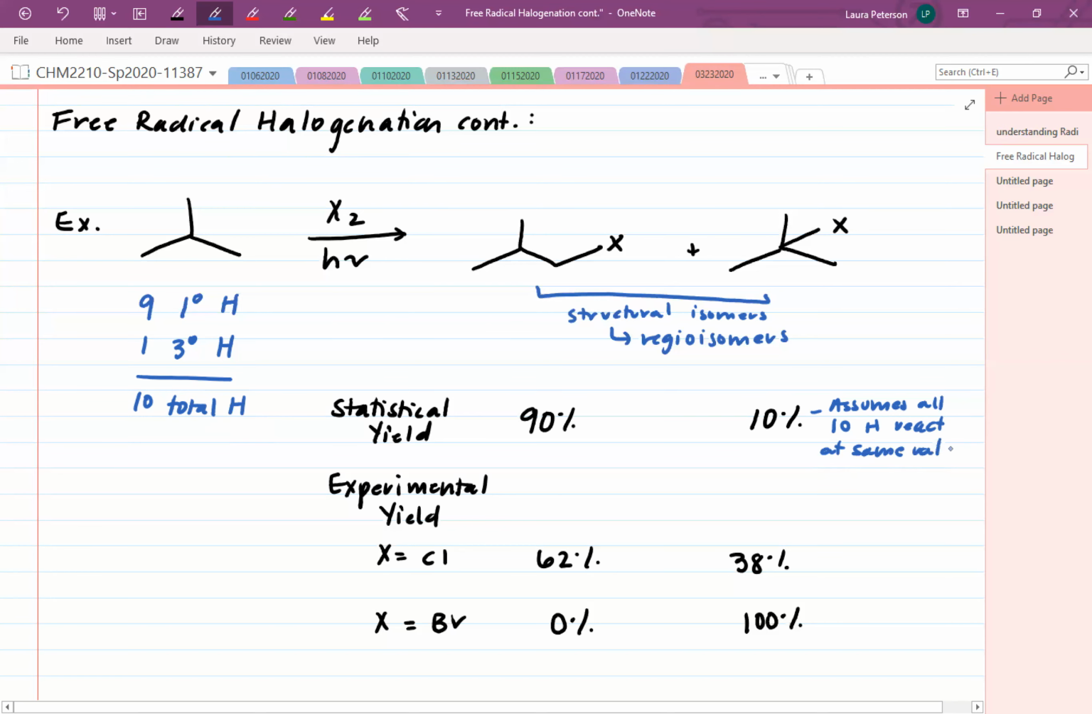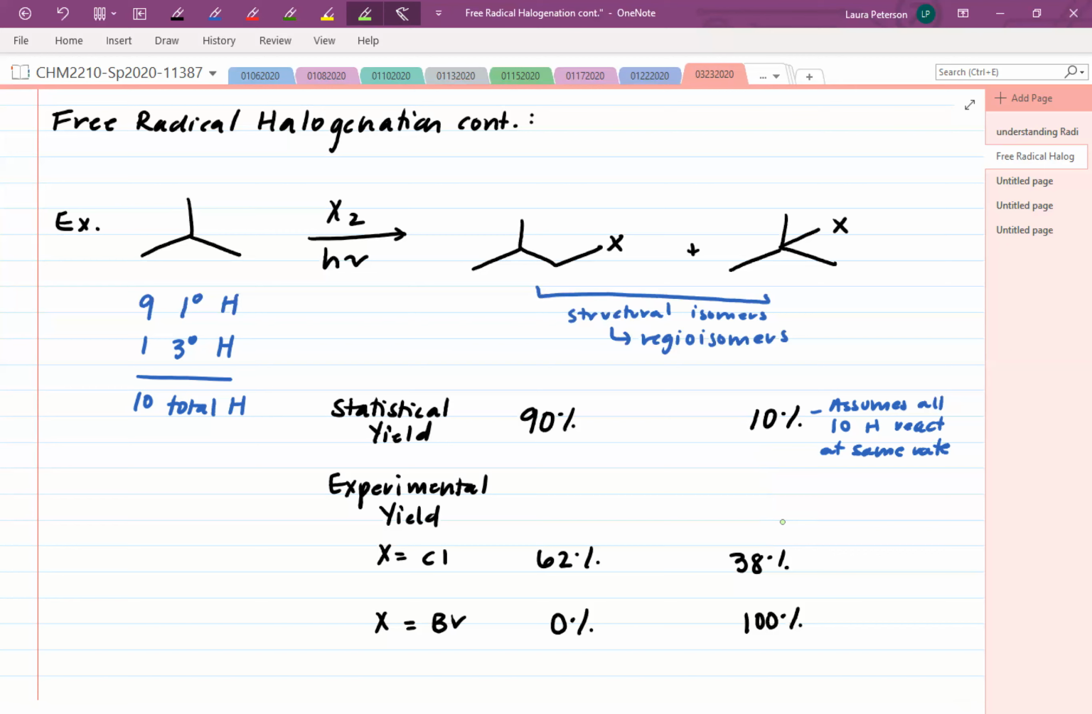Okay, so comparing the statistical yield to the experimental yield for chlorine and bromine gives us some insight into the reaction and what's governing the selectivity. So first, if we were just to compare the statistical yield to when X equals chlorine, if I was just to compare these two numbers, 10% to 38%, I'm getting more of the tertiary product than I would otherwise expect.